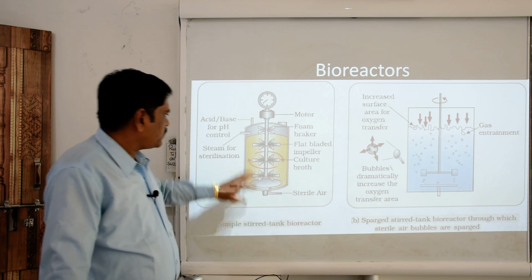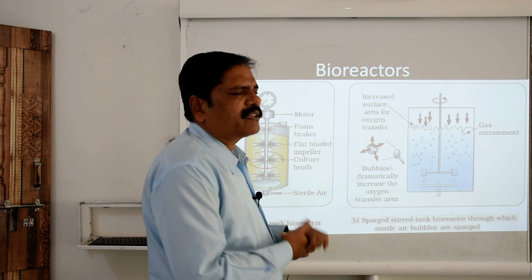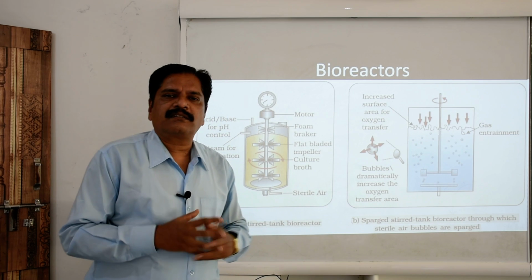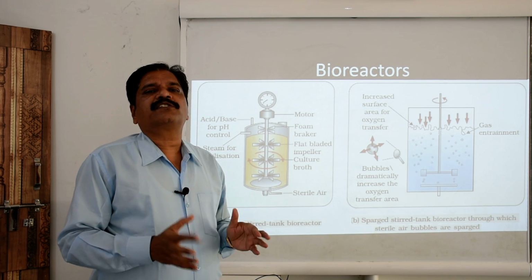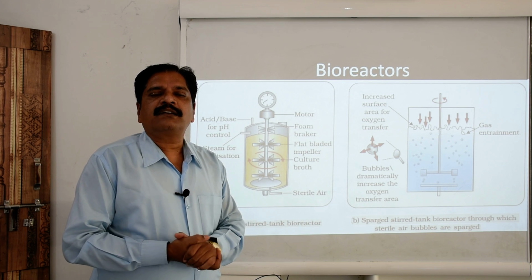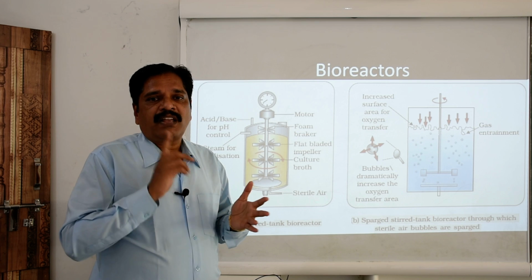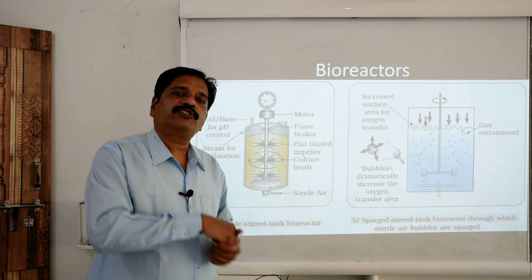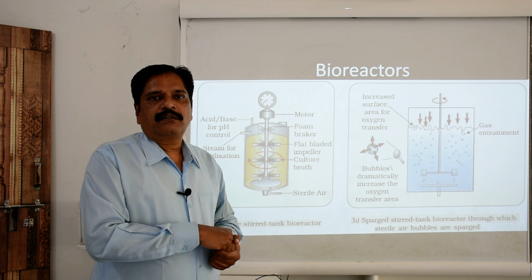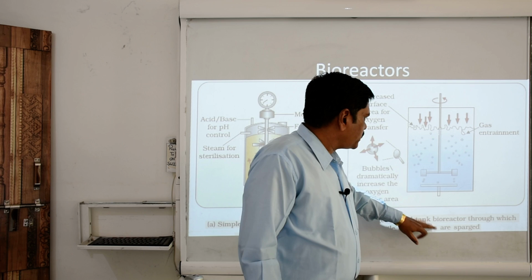Clear? So this simple stirred tank bioreactor, what you observe with the help of this procedure, is nothing special. It is just a facilitated tank which is used to maintain the pH value and aeration, and for the removal and addition of fresh cells for multiplication purposes. Clear? So this stirred tank is there.